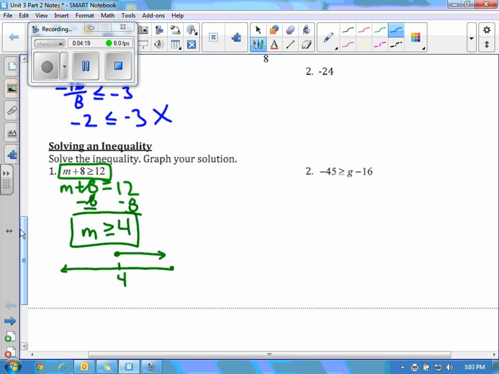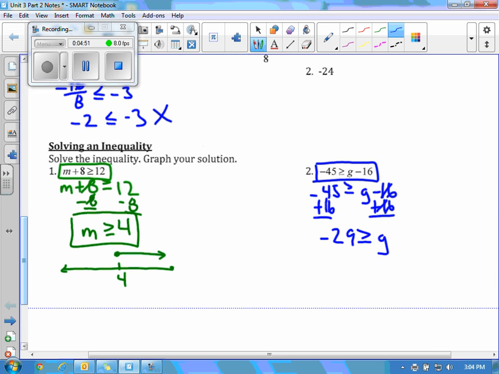Looking over at number 2, again, I'm going to start by boxing and rewriting. So I have -45 is greater than or equal to g minus 16. So I go to the side with the variable, which is the right side. I'm subtracting 16, so I need to undo that by adding 16. -45 plus 16 is going to give me -29. And then on the right side, they cancel out. So -29 is greater than or equal to g.